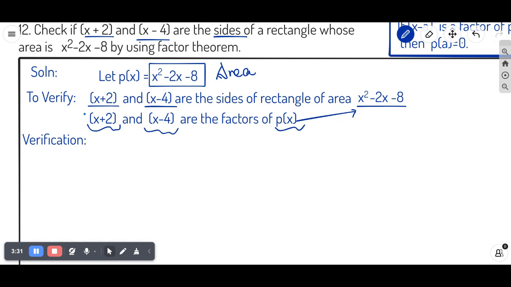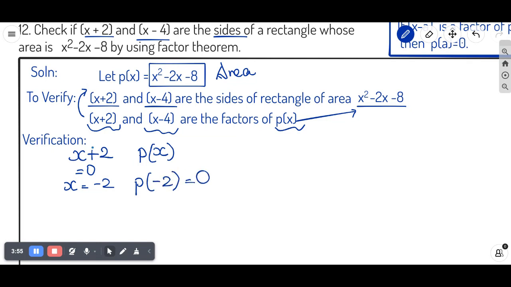If it is yes, then obviously they will be the sides of the rectangle of area x² − 2x − 8. So let's move on and find out. So x + 2: how will you say x + 2 is a factor of p(x)? Yes, you just have to equate this to 0, which means x = −2. And if you are able to prove p(−2) = 0, then your x + 2 is a factor. So let's start doing that.